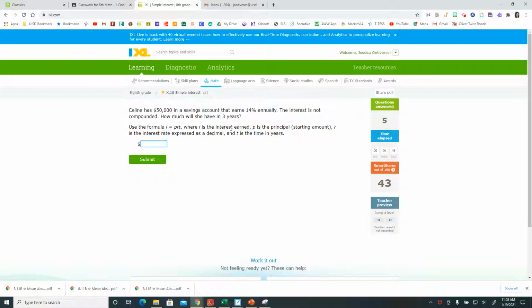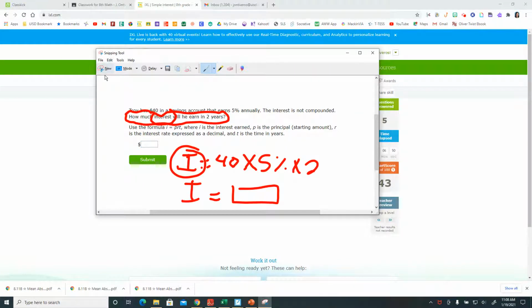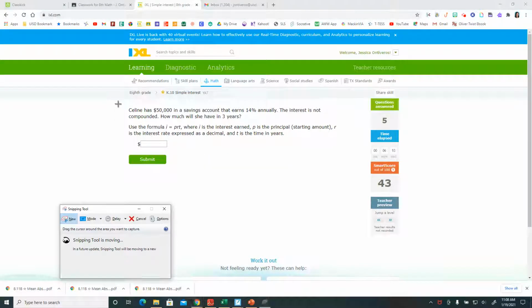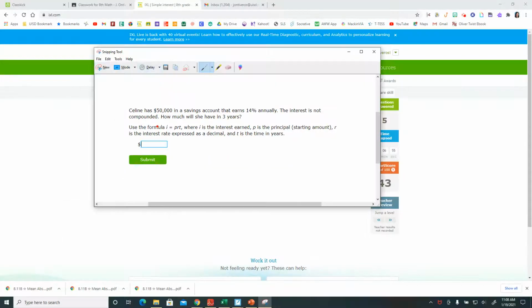Now we have another type of question here. So this was the interest. Now I want you to look at the next problem. In the question, there is no interest. They're not asking you for interest. They're asking you how much would she have in 3 years. Okay, so the formula is PRT.